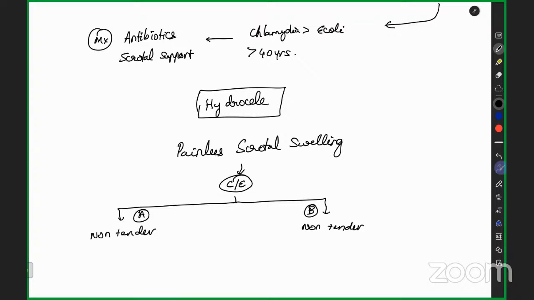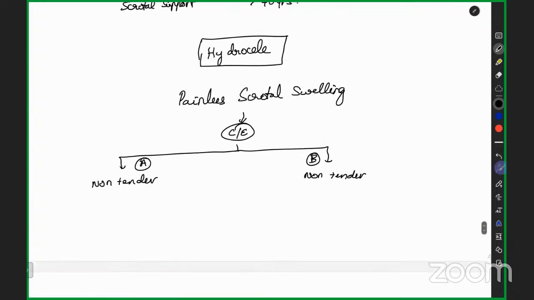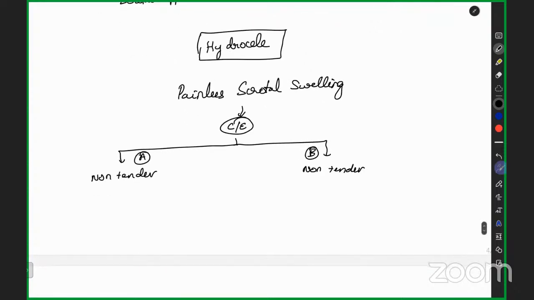With this first point, non-tender, you cannot identify anything. Okay, understood. So I'm leaving you. Second thing, I am able to get above the swelling. Here also I am able to get above the swelling. Here also I am able to get above the swelling.